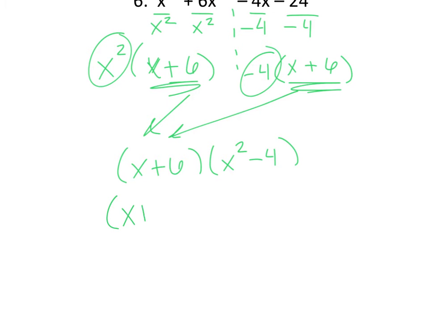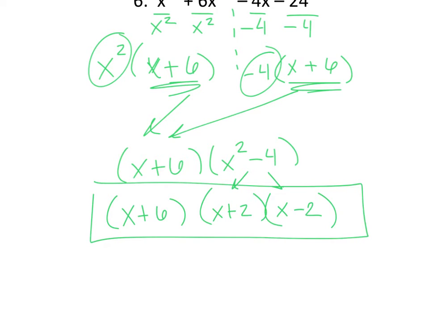So I'll keep this guy, but I can break up x squared minus 4, I'm sorry. You can break that up into x plus 2 and x minus 2. And that's factored completely now.